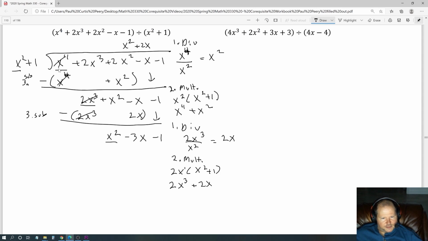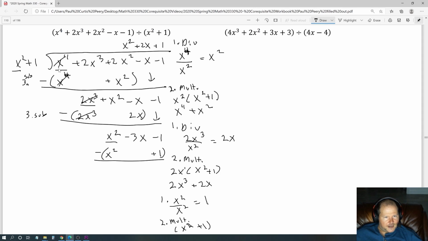Now we try the division step again. So we're going to say x squared divided by x squared, and that will give me a 1, which means plus 1. And then we do multiplication, the second step again. So we're going to say 1 times that entire thing, which just gives me x squared plus 1.